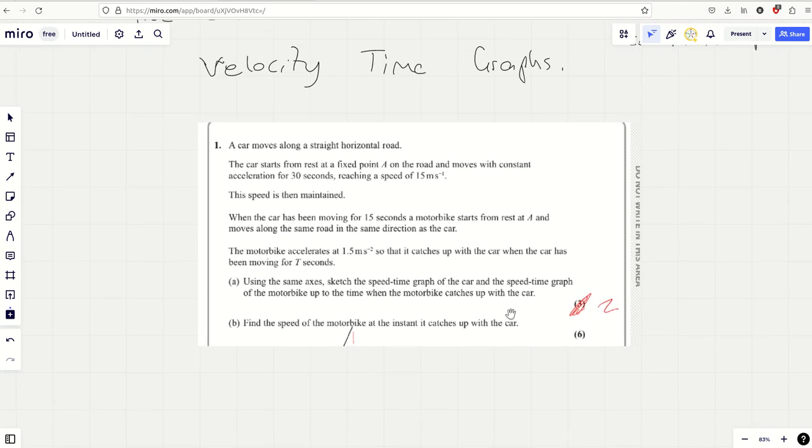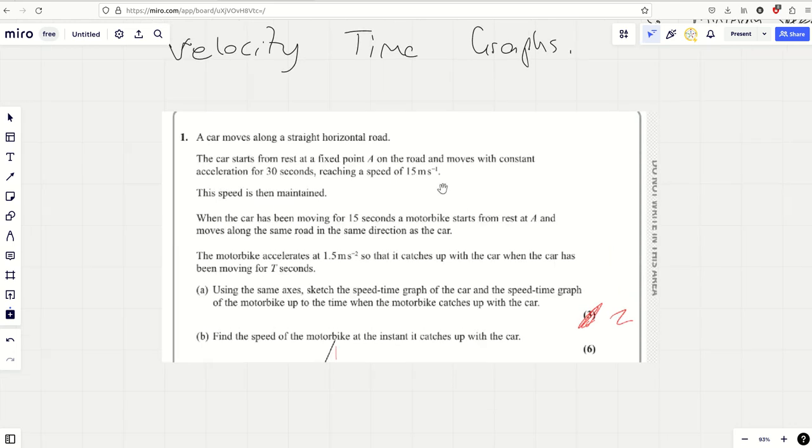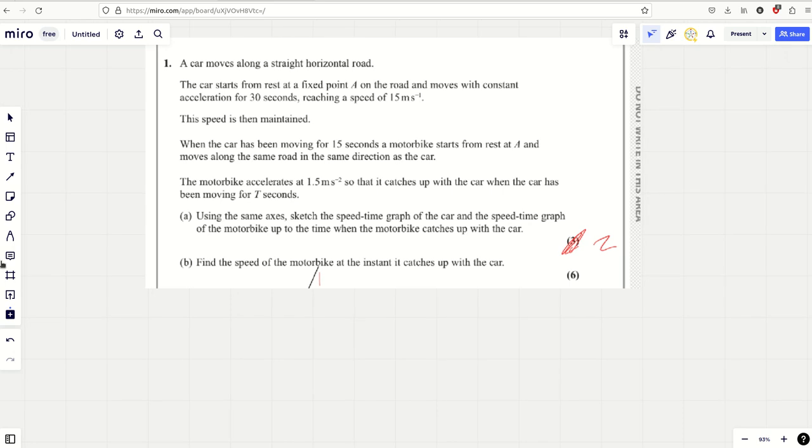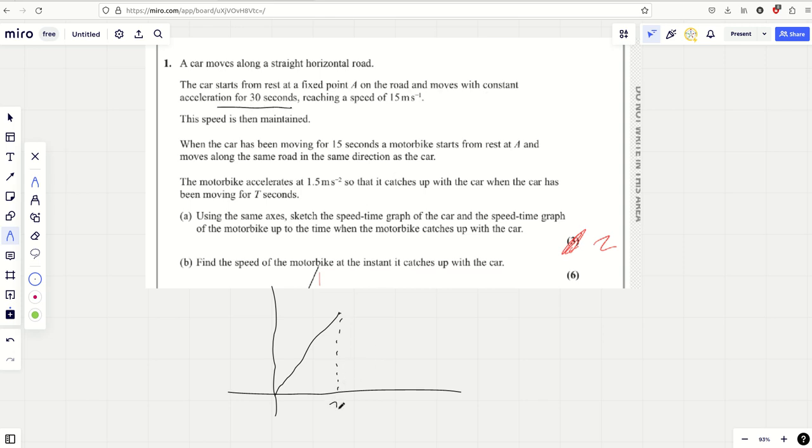Okay, velocity time graphs. This is the next question. A car moves along a straight horizontal road. Let's start drawing this, because I know I've got to draw the diagram out. I don't think you had a problem with this bit, because the diagram's quite nice, more or less, but be careful on it still. It's accelerating for 30 seconds, and it's constant, so it's a straight line, before reaching a speed of 15 meters per second. The speed is then maintained, so it goes along.